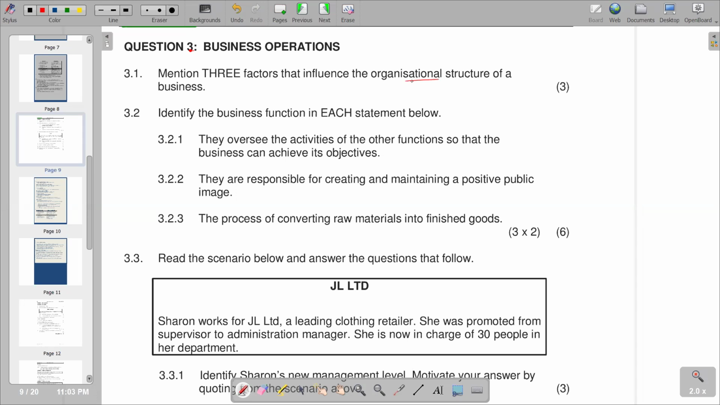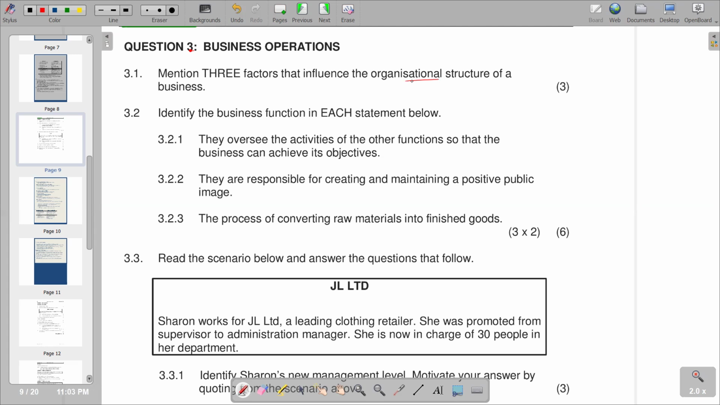And we know that organizational structure defines how tasks are delegated to achieve an organizational goal, and it also helps clarify employees' roles and responsibilities. So our question needs factors that are influencing our organizational structure. So we see that we have got various options that we can include there.